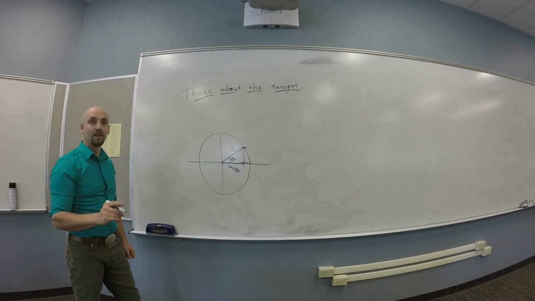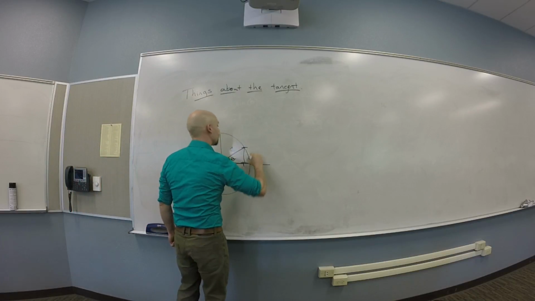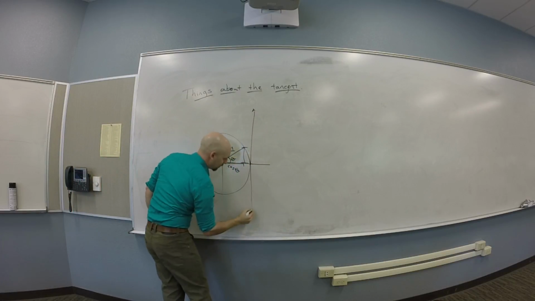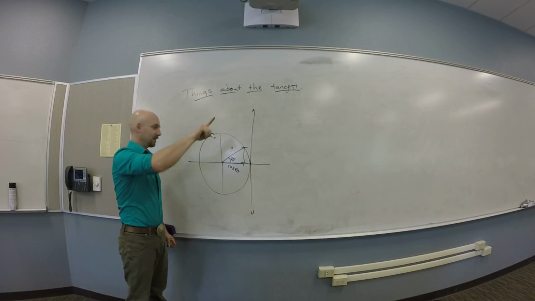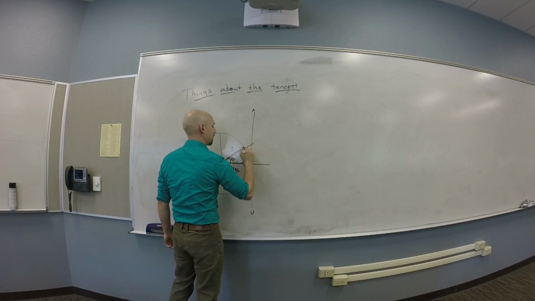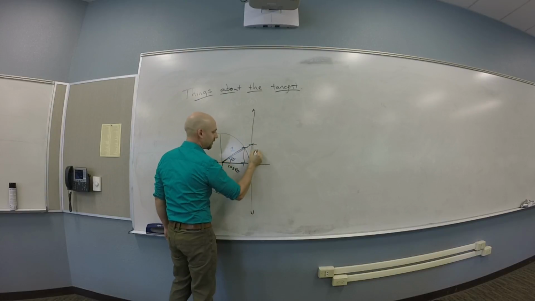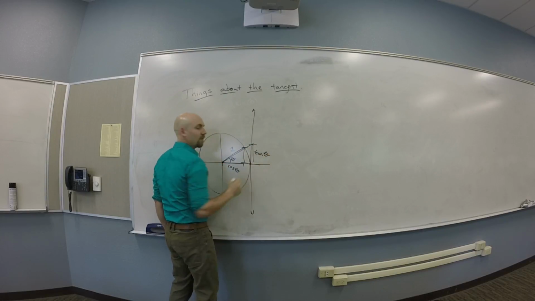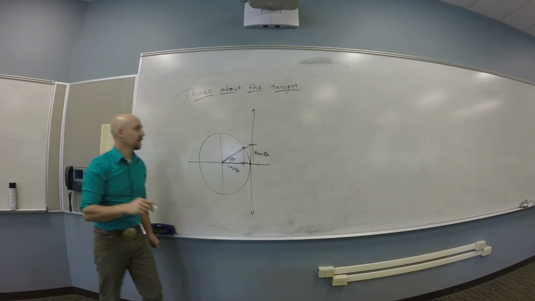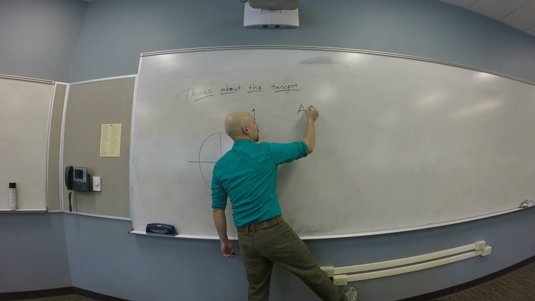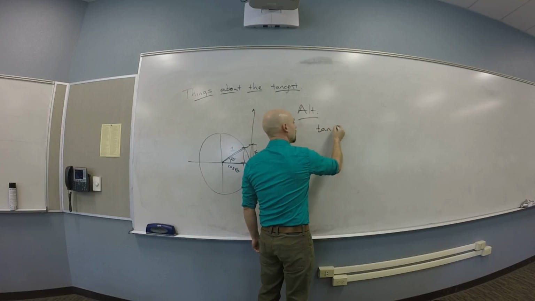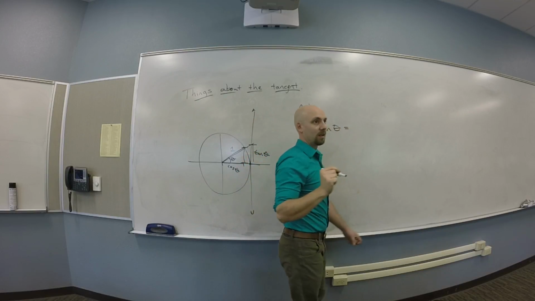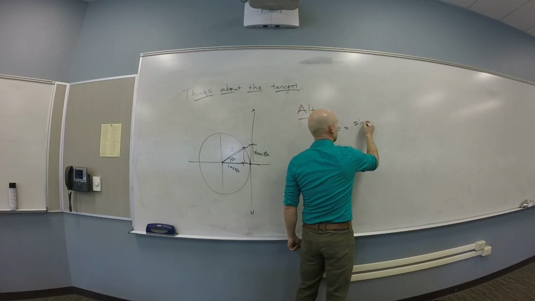On the outside of the circle. Okay, so draw yourself a tangent line, like so, and then extend. This distance here is tangent of theta. Alternatively, tangent of theta can be defined as sine over cosine, sine of theta over cosine of theta.